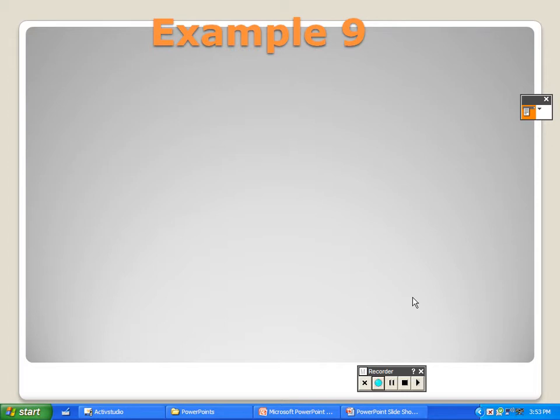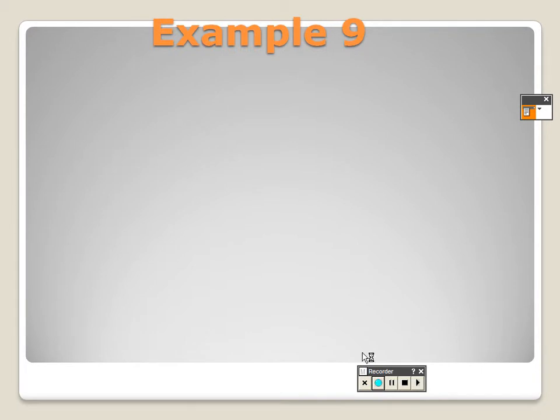Alright, this is part 3 of our lesson on 1.4 complex numbers in Trig. So let's take a look here at example 9 and see what we can come up with.